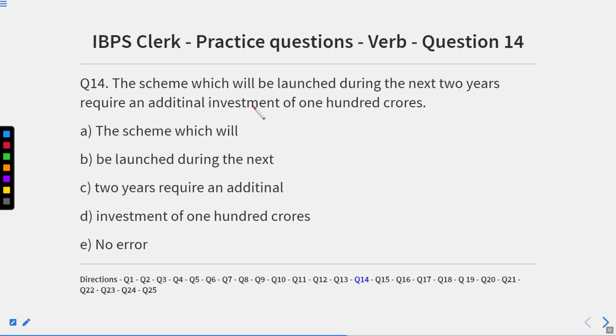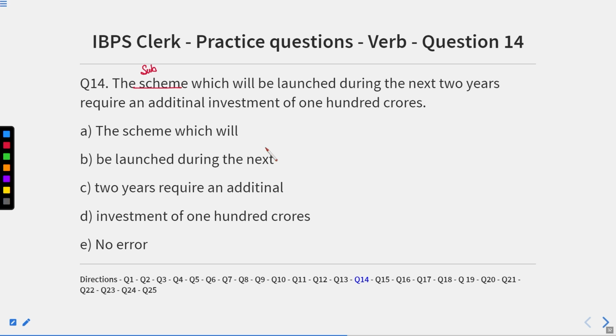"The scheme which will be launched during the next 2 years require an additional investment of 100 crores." This is a very important sentence, so just try to solve this question first. Let us first see what the subject is. The scheme, because we are talking about the scheme, is the subject. It is singular, because it is one.